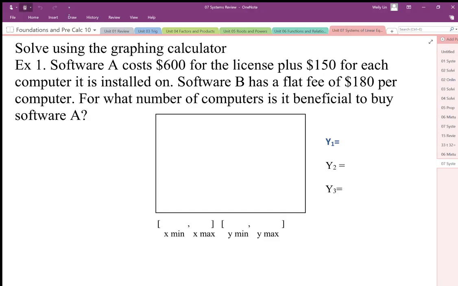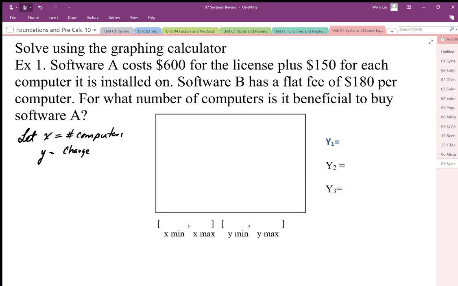So first of all, we have to establish our variables. In this case, it looks like the ratio we're talking about, or the slope, can give us a good indication of the y and x. So this is dollars per computer. So dollars is our dependent variable, and the number of computers is our independent variable. So I'm going to let x equal the number of computers, and then y equals the charge or the cost.